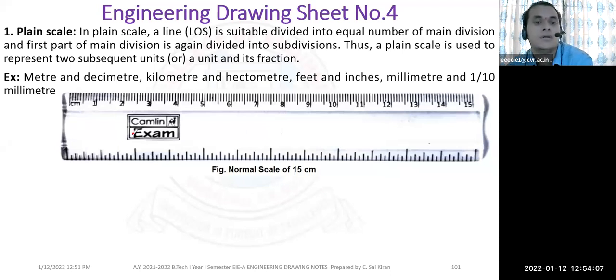Okay. So in the plane scale, compulsorily you have to take consecutive units such as centimeter and meter, centimeter and millimeter, meter and decimeter, kilometer and hectometer, feet and inches, or millimeter or 1/10th millimeter you have to take.